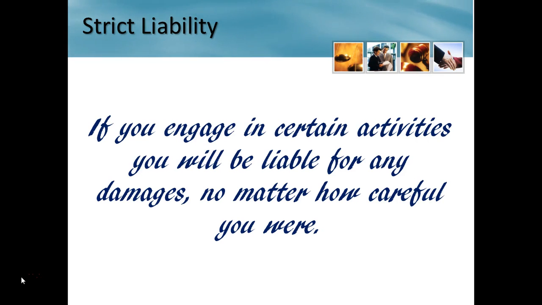Strict liability is liability regardless of fault. If you engage in certain activities, you will be liable for any damages, no matter how careful you were. The reasoning is that some activities are so dangerous that the person must be held liable. Examples would be abnormally dangerous activities like strong dynamite at home, transporting radioactive waste, and harboring wild animals. For example, if your pet rattlesnake escapes, you are liable. This also applies to domestic animals with known dangerous tendencies, such as dogs that one knows or knew are prone to attack.